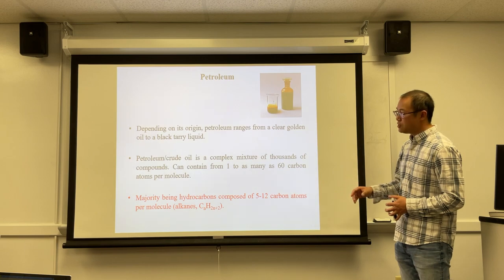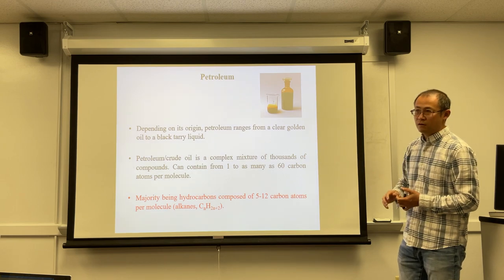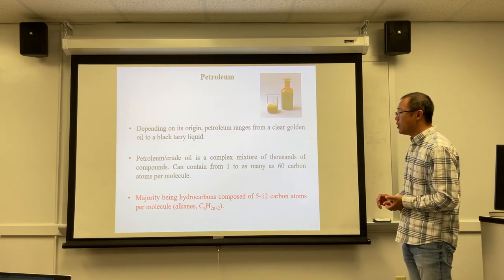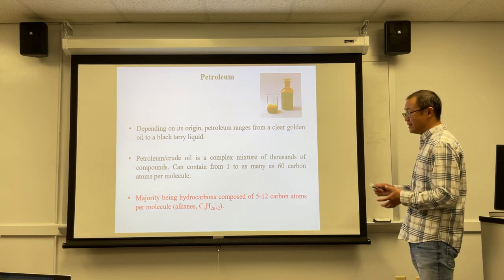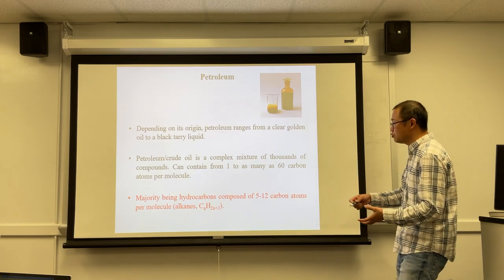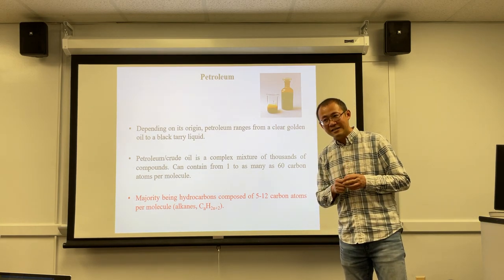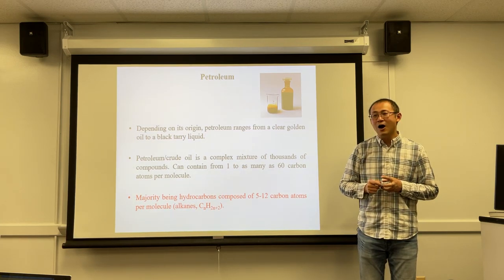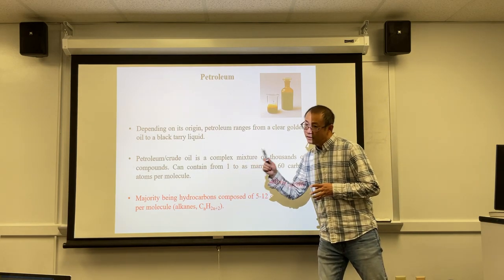But even though it is a mixture, and there are a lot of carbon-containing compounds in petroleum, the majority of these carbon-containing compounds are called hydrocarbons. Most of the hydrocarbons in petroleum have between 5 carbons and 12 carbons. If you recall, we studied hydrocarbons in chapter 1. They are compounds containing what? Carbons and hydrogens.